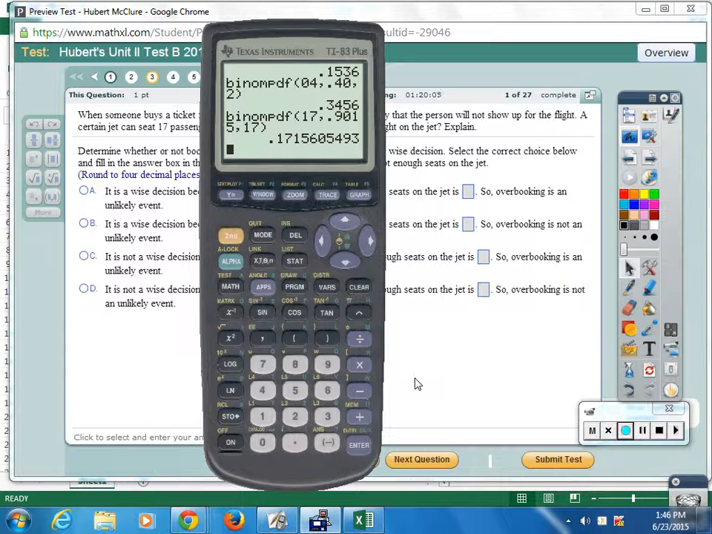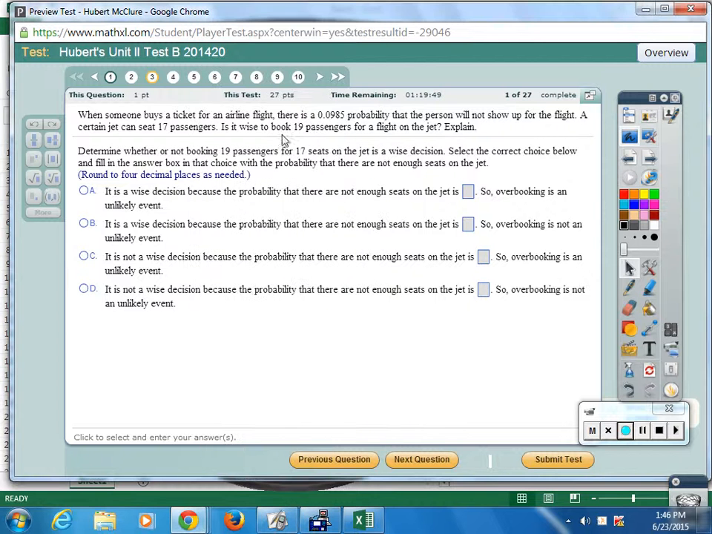I get a 20% chance. 0.17 or 17% chance, I'm sorry. 0.1716. So what do they ask? 0.1716. It is a wise decision because the probability of not enough seats on the jet is whatever. What did I say it was?